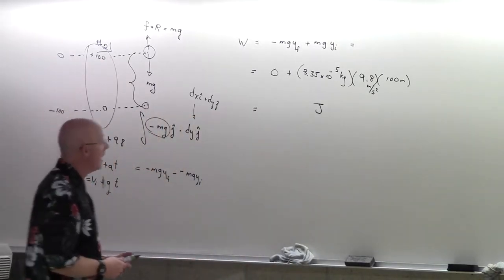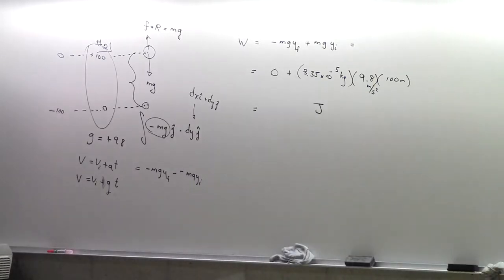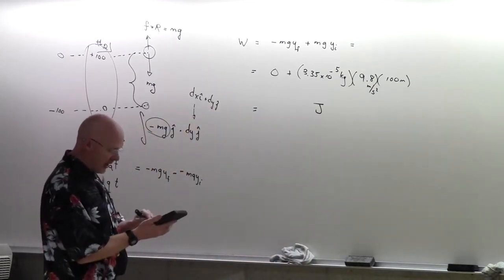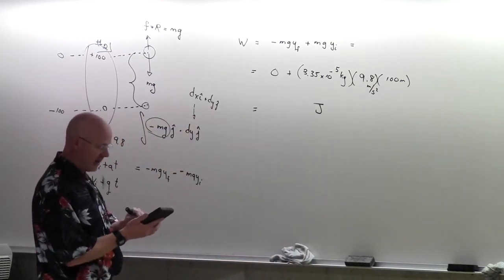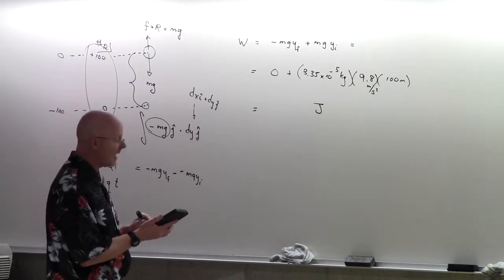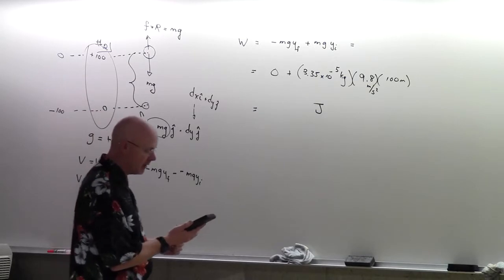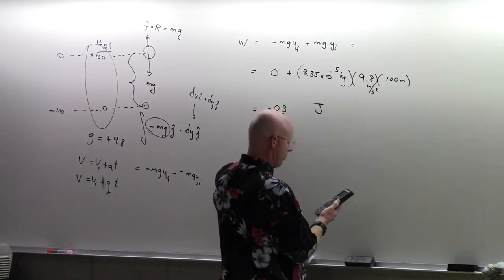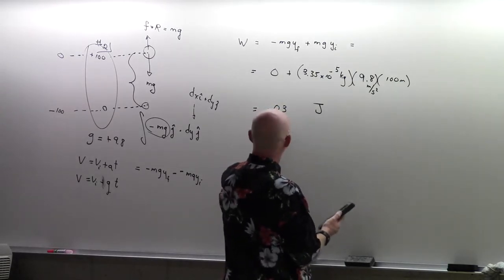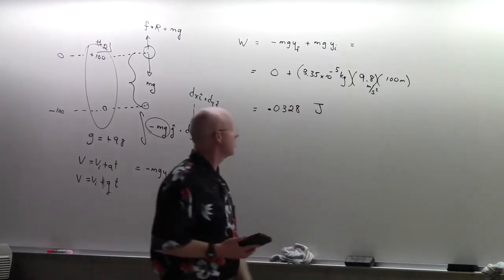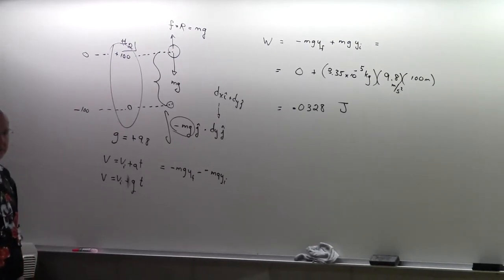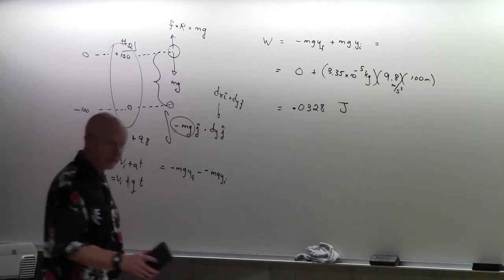And that's a good check. And so I should come out with a positive number, because I know that if there was only this force of gravity, it would make it go faster. And so 3.35 times 10 to the negative 5 for the mass, 9.8, and times 100 comes out to be 0.03. Well, I'll do three significant figures. And so there would be the amount of work. Again, notice it is positive. Okay? I'll continue.